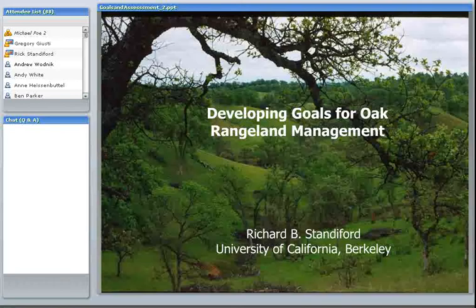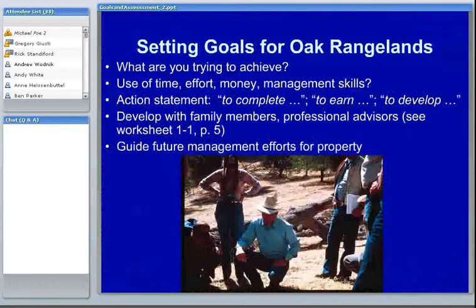Setting goals and resource assessment. When I talked about management planning in general, I did indicate that that's really one of the very first things that need to be considered when you are developing a management plan, which is really what your goals are for managing the land. The book has quite a bit about this in chapter one, and I would encourage you to take a look at that in the off time and see what that has to say about it.